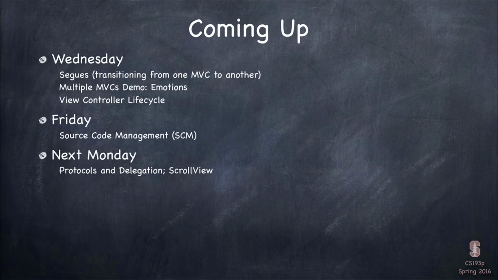Then I'm going to start talking about the view controller lifecycle. That's part of the two methods that I always delete when I start a new thing. We'll learn what those things are so you don't have to delete them. Friday, really good optional section, which is source code management. Remember, I've been not clicking that button. Now you'll know what that is, and you can click that button from now on if you want after Friday. And then next week, we'll talk about protocols, delegation, scroll view, all kinds of wonderful stuff.